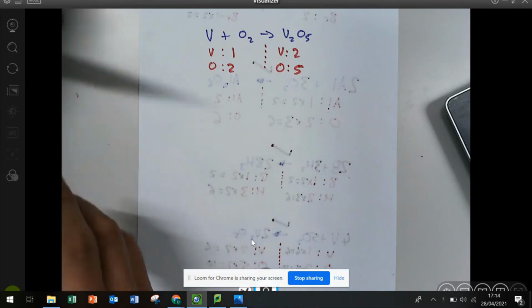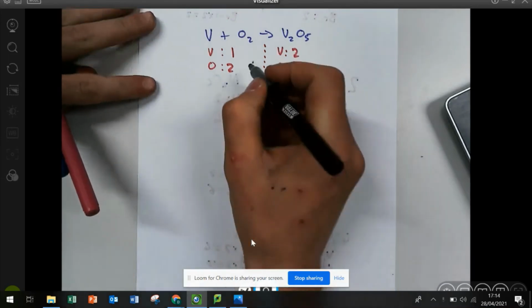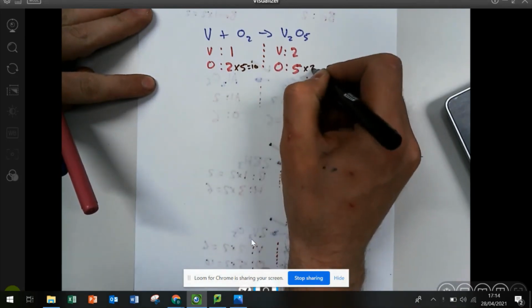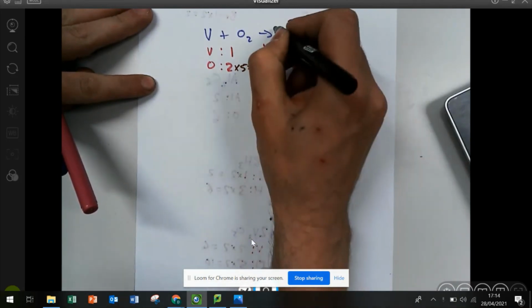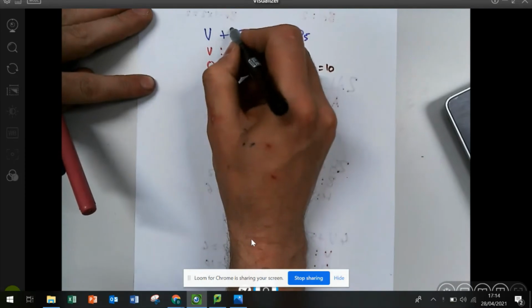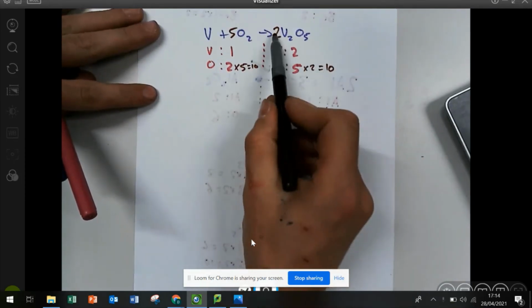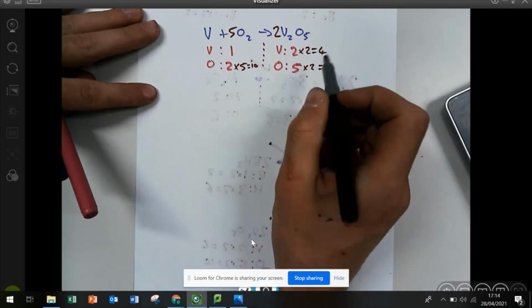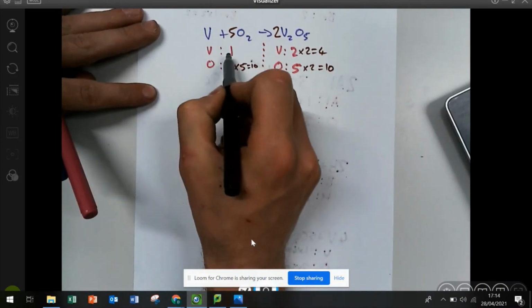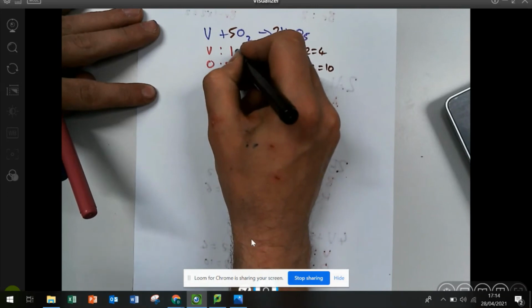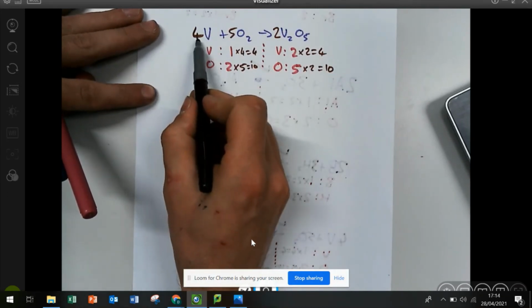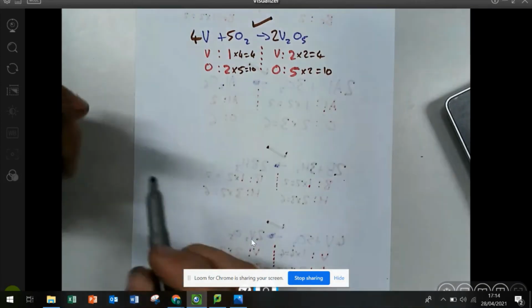So we need to find the lowest common multiple, which in this case is 10. So 2 times 5 equals 10. 5 times 2 equals 10. So we times it by 2. We times it by 5. Now we've also times the vanadium by 2. 2 times 2 equals 4. So we need to have 4 over the other side. 1 times, obviously, 4 equals 4. So we put a 4 here, and now it is balanced.